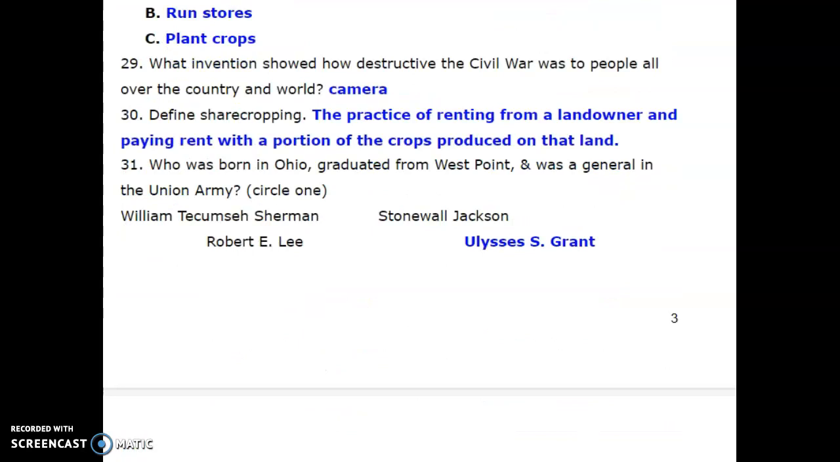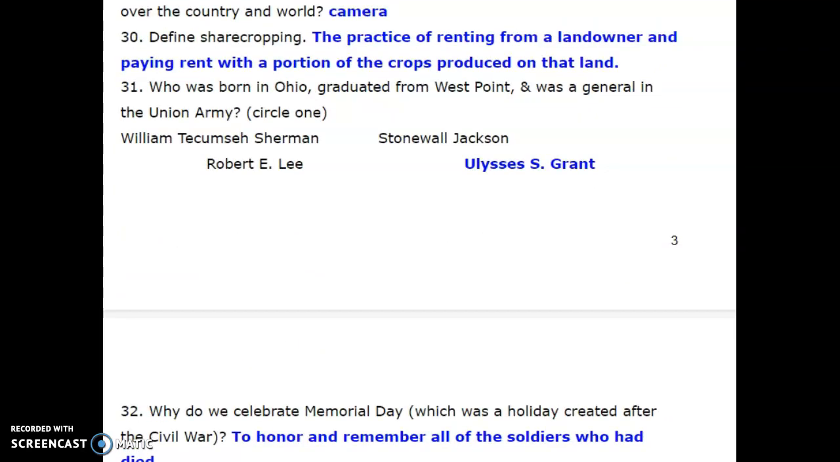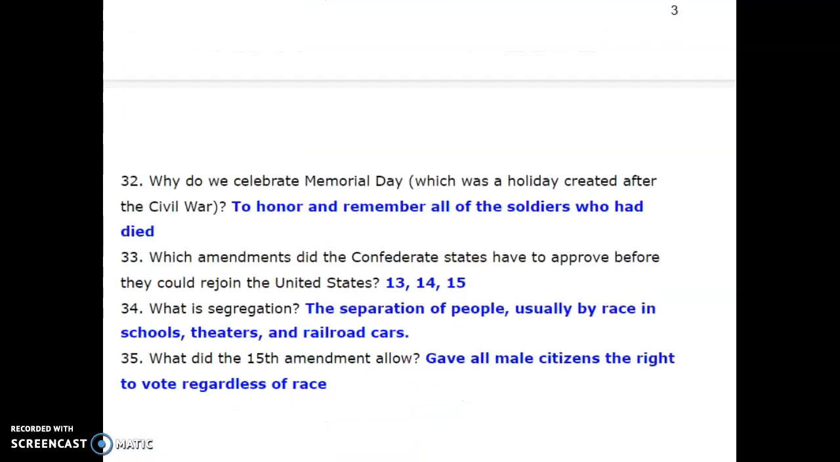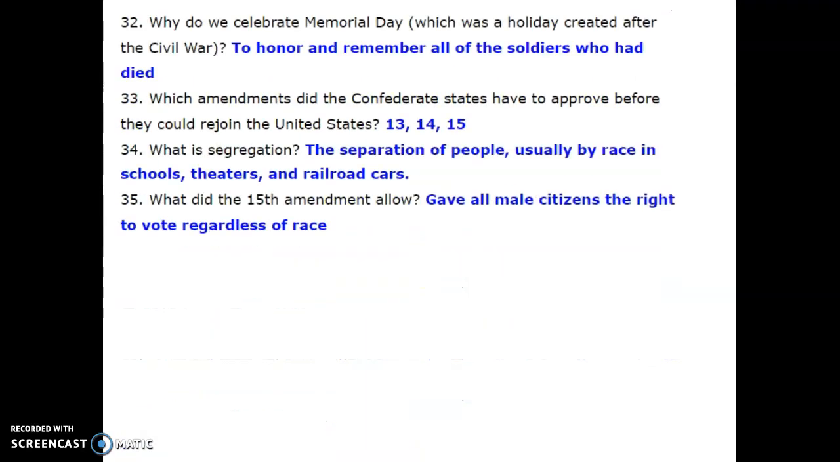Number 30, define sharecropping. It is the practice of renting from a landowner and paying rent with a portion of the crops produced on that land. And of course, that is what will take the place of slavery after the Civil War is over, during the Reconstruction period, and sharecropping will be a part of the South for many decades after the Civil War. Number 31, who was born in Ohio, graduated from West Point, and was a general in the Union Army? That is Ulysses S. Grant.